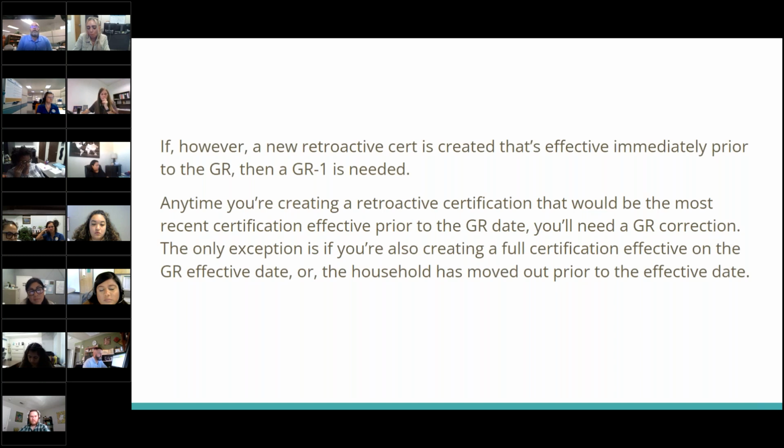So anytime you're working on a retroactive cert, think through whether you need a gross rent correction. You almost always do. Really, the only situation where you wouldn't need one is if you end up having another full cert that's effective on the effective date of your gross rent. So for example, for Thurman, whose anniversary is November, if they created a 9/1/22 IR that would change the TTP, they would need an 11/1/22 gross rent correction, unless they're also doing an 11/1 IR or 11/1 AR or 0 HAP IC.